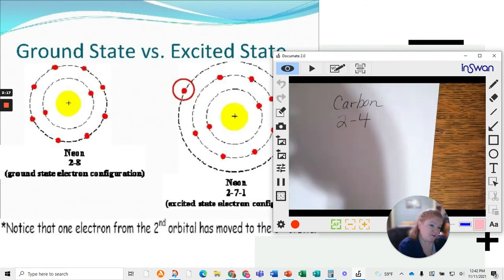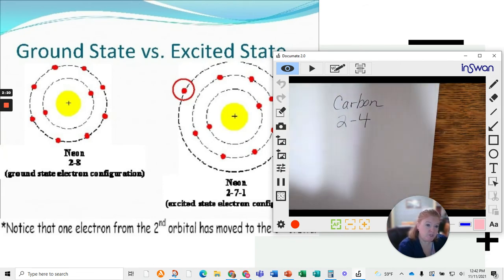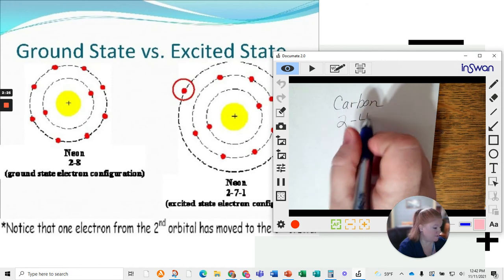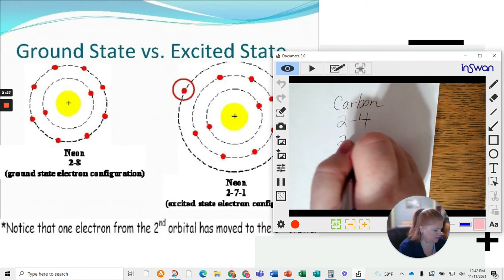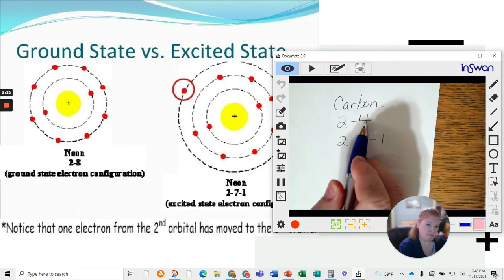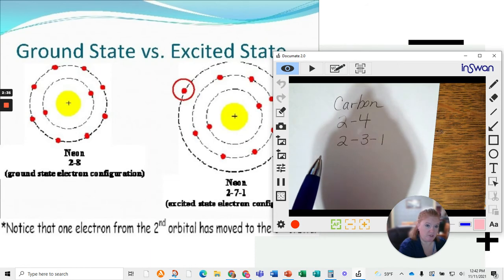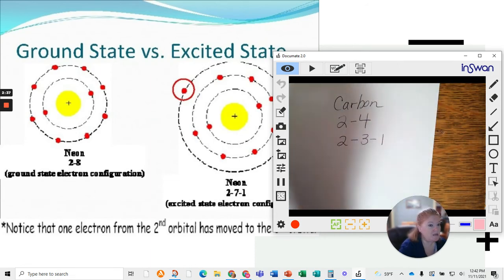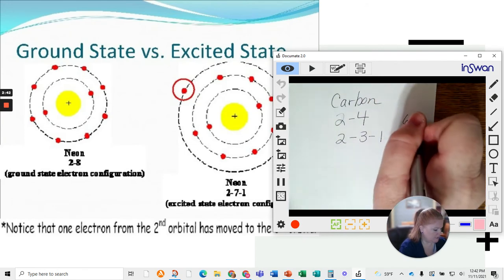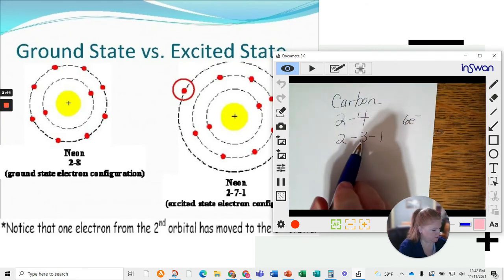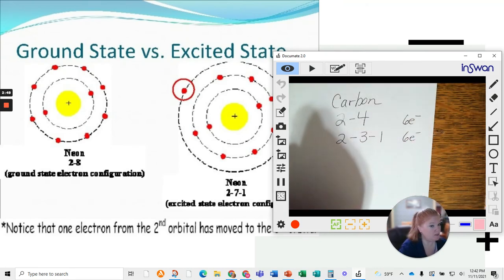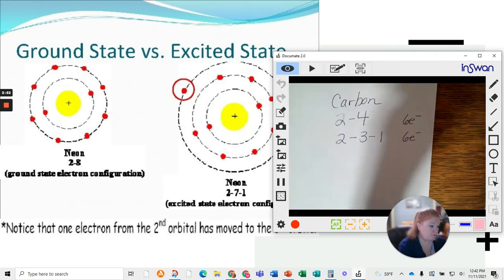If I added energy to an electron and excited it and moved it to a higher energy level, one of the electrons has to move from where they are to a higher energy level. So I could say 2, 3, 1. So one of the electrons from here jumped up to a higher energy level. What's important is the number of electrons stays the same. So 2 plus 4 is 6 electrons, and 2 plus 3 plus 1 is 6 electrons. So I cannot change the number of electrons. I just want to move one of them.